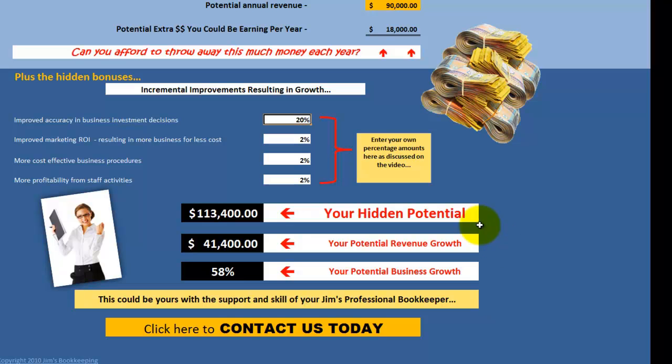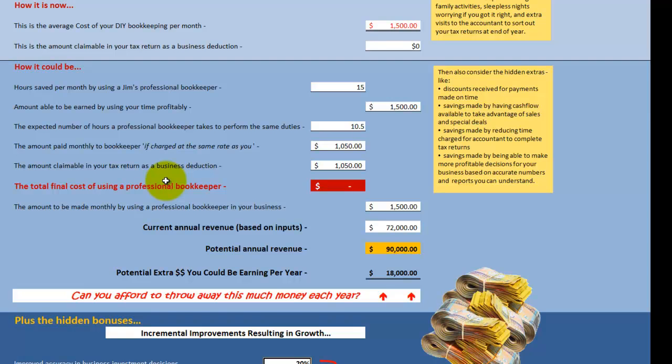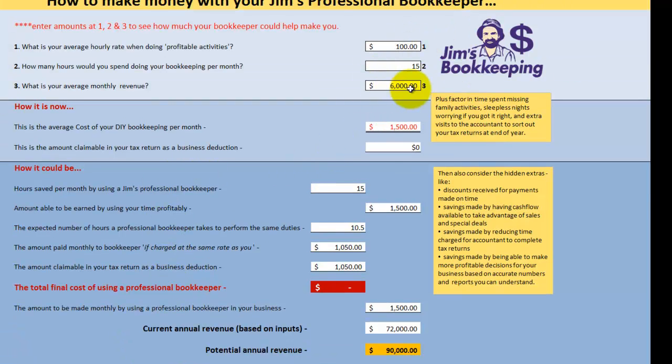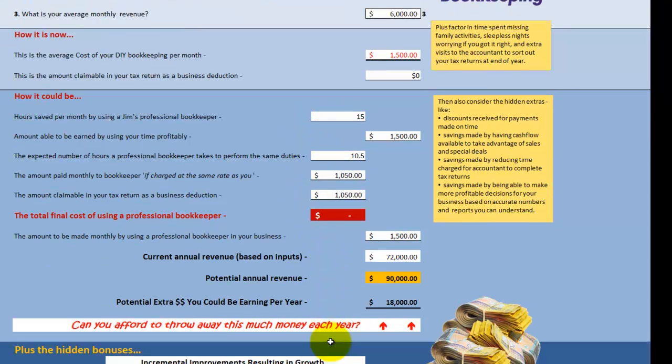So there you go, that's the business growth calculator. I'll leave you with it now to spend some time entering your own numbers, thinking about how accurate they are under the systems you've already got in place, and how much room for improvement is possible in your business.